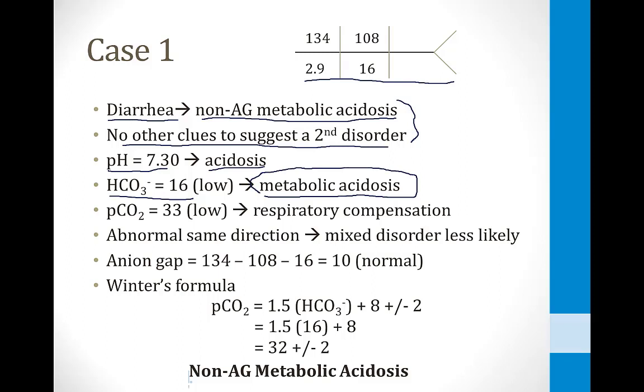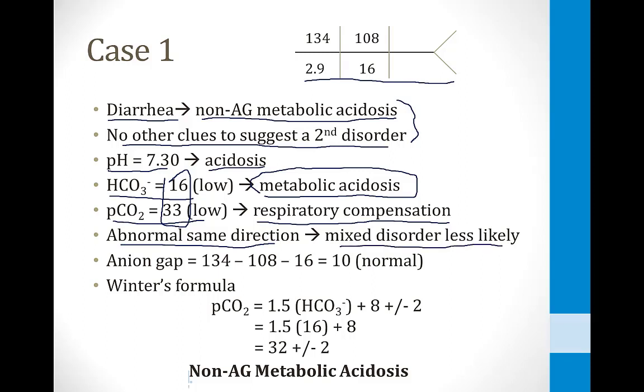We then look at the PCO2 and see that that's also low, and that means we have respiratory compensation. When both are abnormal in the same direction, meaning both are low or both are high, it's very unlikely you have a mixed respiratory and metabolic disorder. Because when you have a mixed respiratory and metabolic disorder, the numbers go in the opposite direction. For example, a low bicarb and a high PCO2 or vice versa. So here both numbers are abnormal in the same direction. They're both low, so a mixed disorder is unlikely.